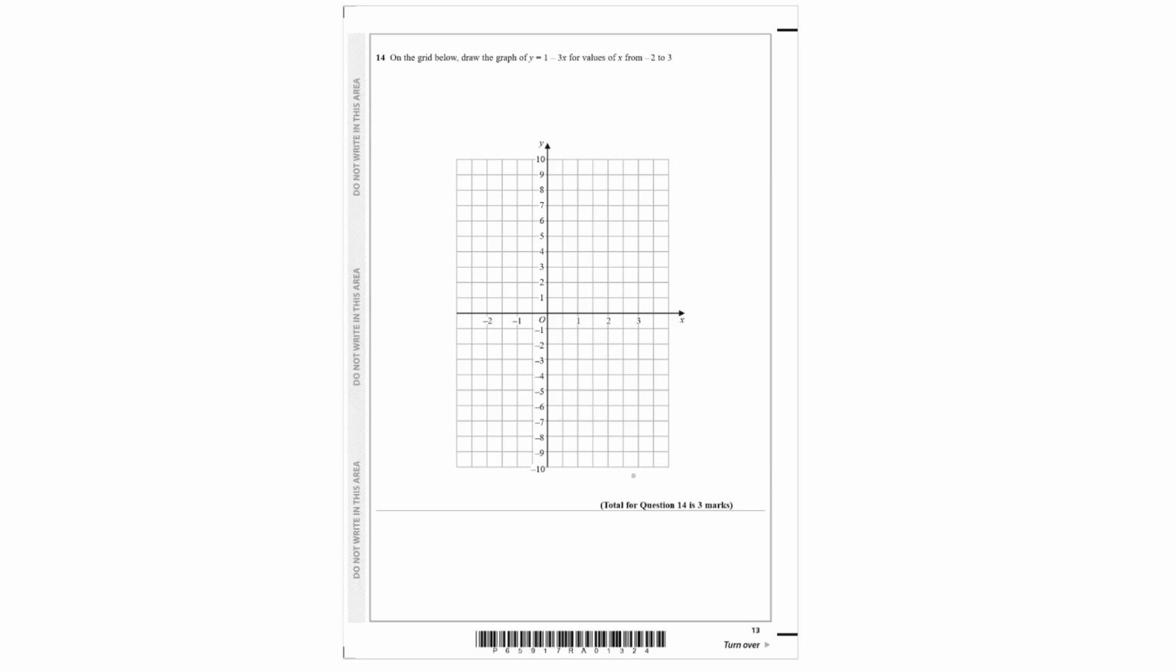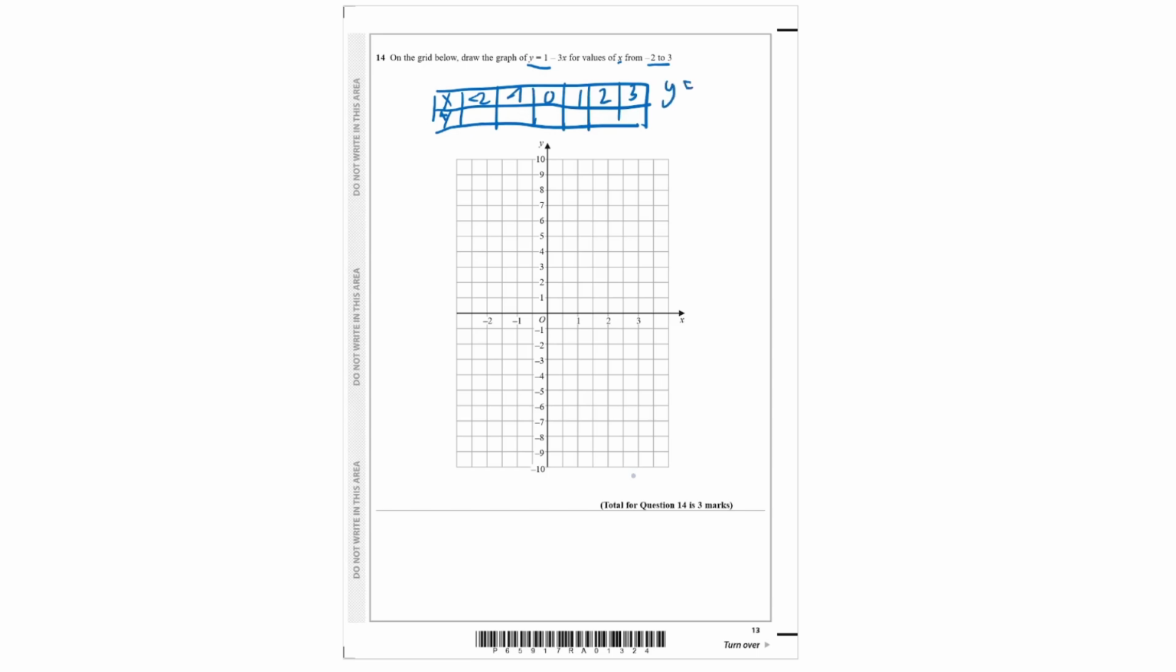On the grid below, draw the graph of y is equal to 1 minus 3x for the values of x from -2 to 3. So first off, we can draw a table here to list all the values. So we have x and y, and we have -2, -1, 0, 1, 2, and 3. Now, if we input the value of x into this equation, we will receive what y is.